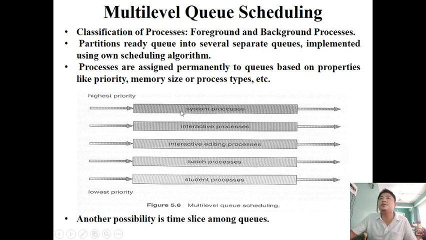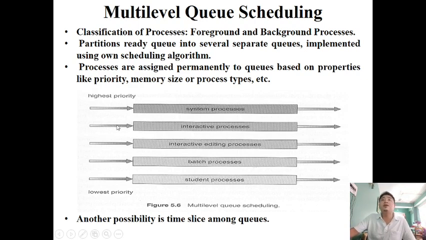For example, suppose there are three processes in the system process queue, and the priority of this queue is the highest among all. Now all these three processes residing in the system process queue have to be executed completely, then the processes residing in the interactive process queue will get a chance to execute. So all the processes in the above queue have to be empty to execute the processes listed in the below queue. That's why you can see lowest priority, higher priority, this kind of arrangement. This is one way of implementing the multi-level queue scheduling algorithm.